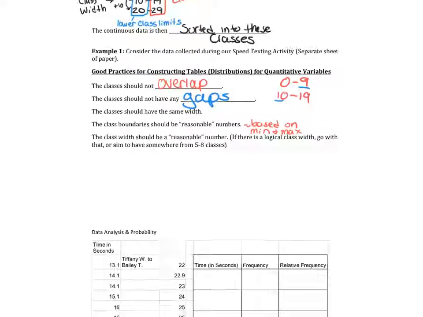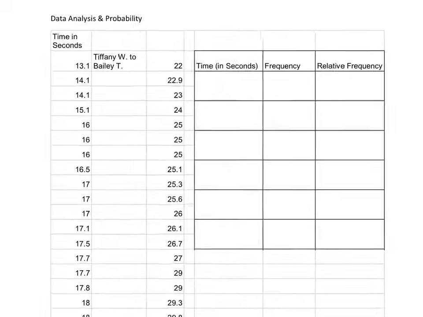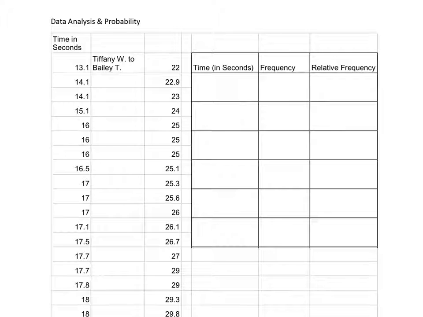Okay, so on the next page we have all our data that we got from both of my data analysis classes of our texting. So Tiffany was the fastest.